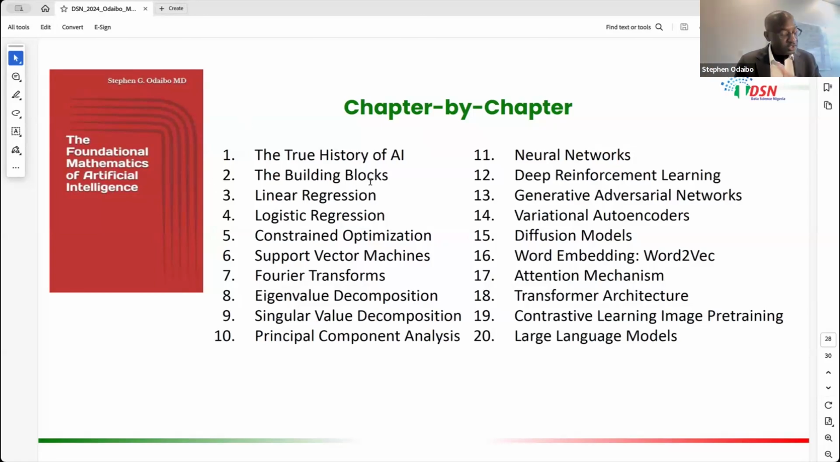Second chapter, the building blocks. A lot of what I just talked about, those three parts. Calculus, quick overview. Calculus, linear algebra, and probability. And then some of the basics, linear regression, logistic regression, constraint optimization. We've heard of Lagrange multipliers, Karush-Kuhn-Tucker algorithm, etc. In just the essentials of what you need.